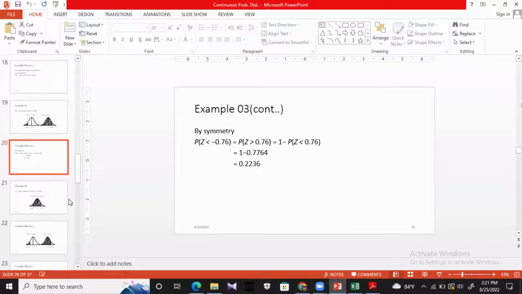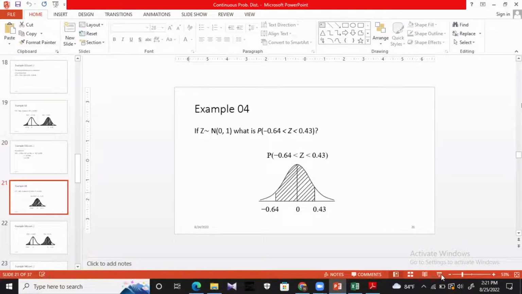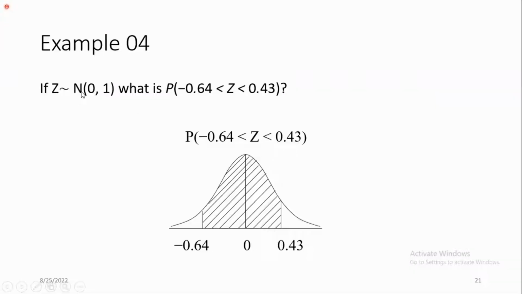Now, look at example number 4. Now you have to find the probability when Z is in between these two values, minus 0.64 to 0.43. So how do you find this probability? The given probability, how do you find it?